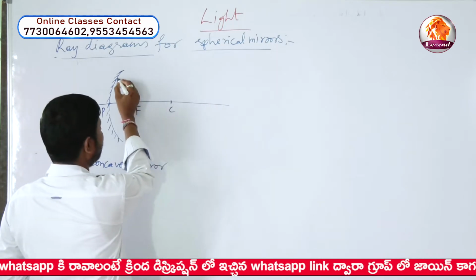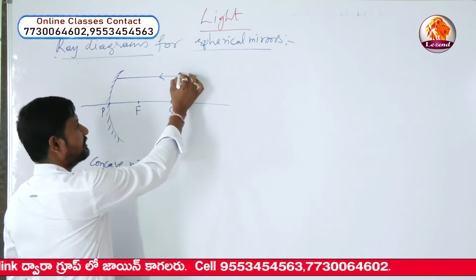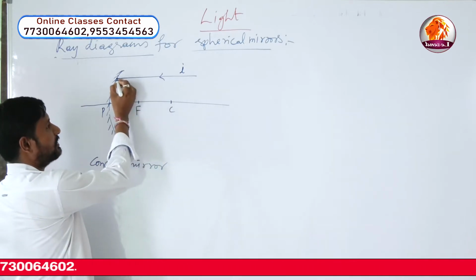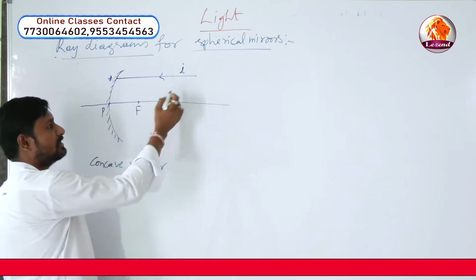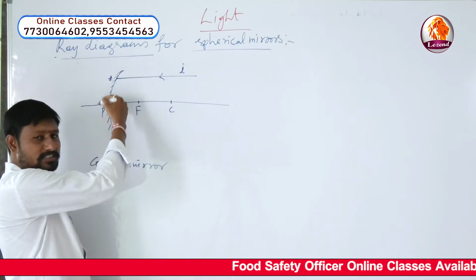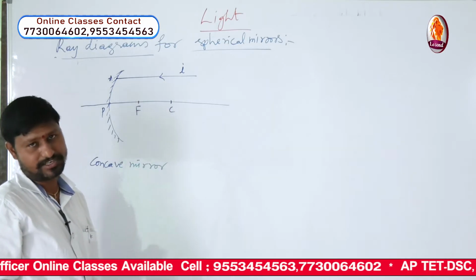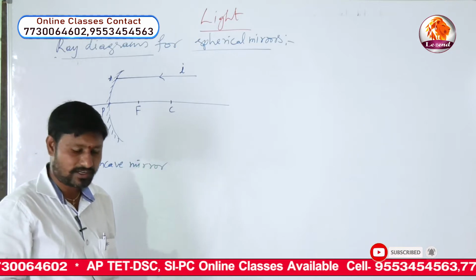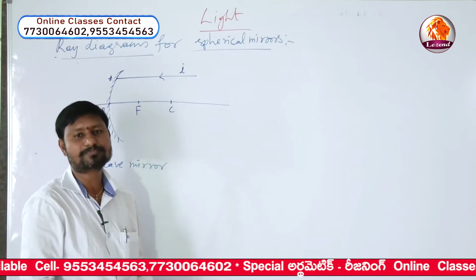Let us imagine one of the light rays coming from an object, which is an incident ray, which we denote with I. This incident ray meets the mirror at a point, let us suppose A. This is the mirror, and this incident ray coming from the object falls at point A on this concave mirror. For this incident ray, we should draw the reflected ray. But how to draw the reflected ray now? To draw the reflected ray, we have two important methods.